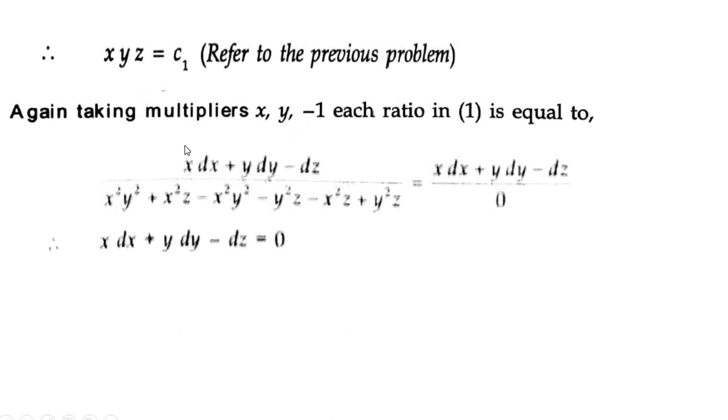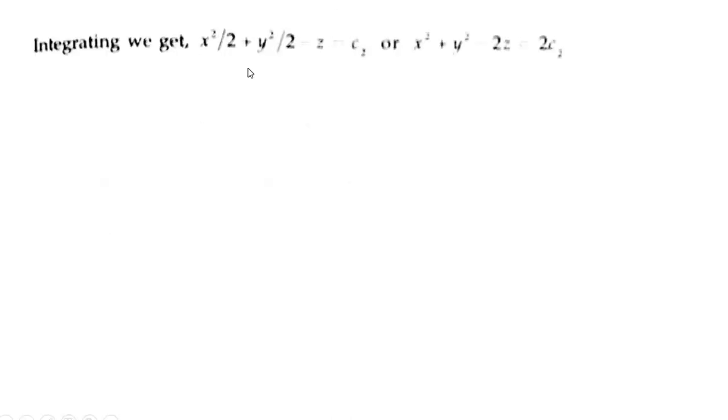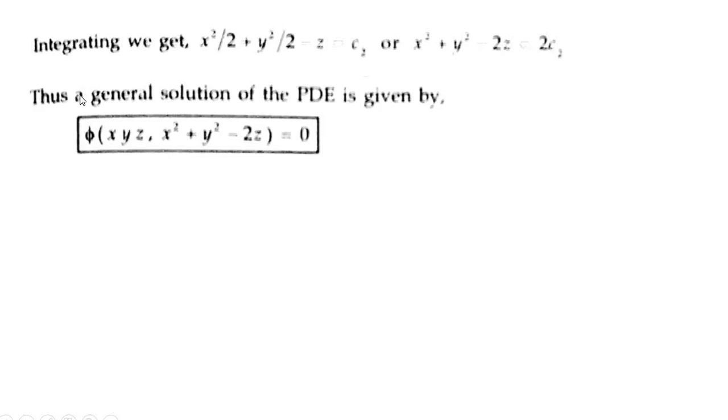You have to make a trial and error method. Whatever multipliers I have used so far, you have to apply all those multipliers, apply the trial and error method, and see to it that the denominator will be 0. So you get denominator 0 with these multipliers now. Therefore you get x dx plus y dy minus dz equal to 0. On integrating this, you get x square by 2 plus y square by 2 minus z equal to c2, or x square plus y square minus 2z equal to 2c2.